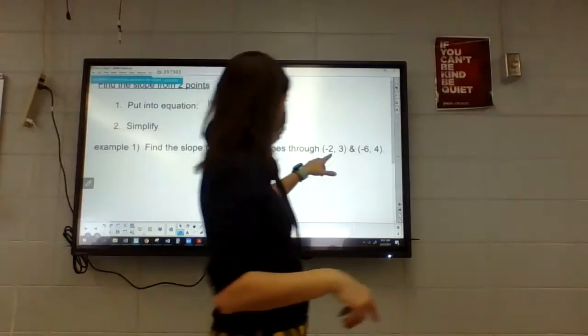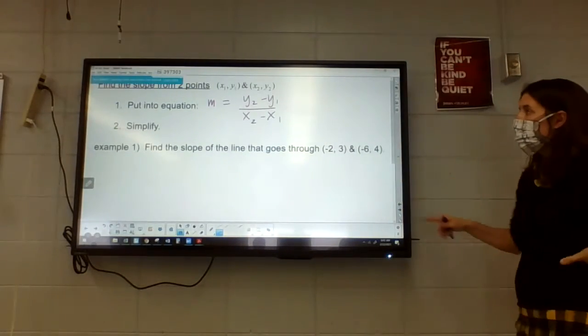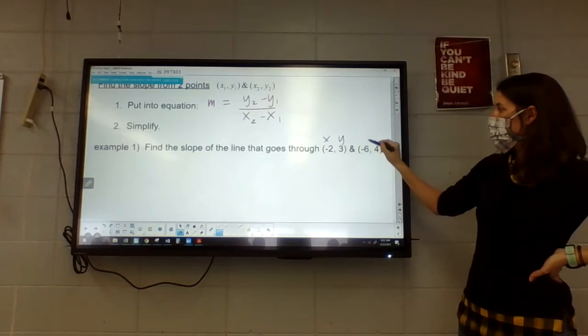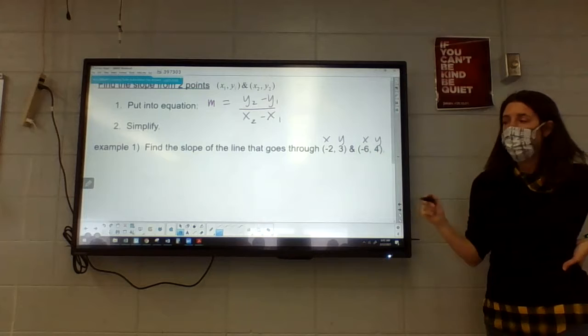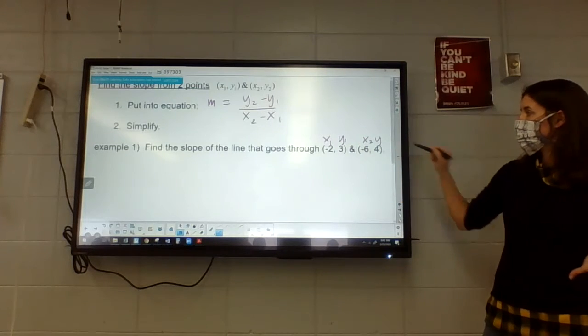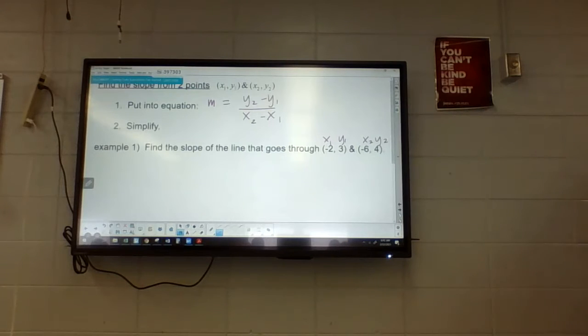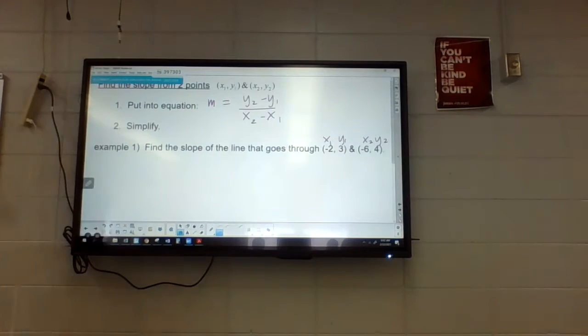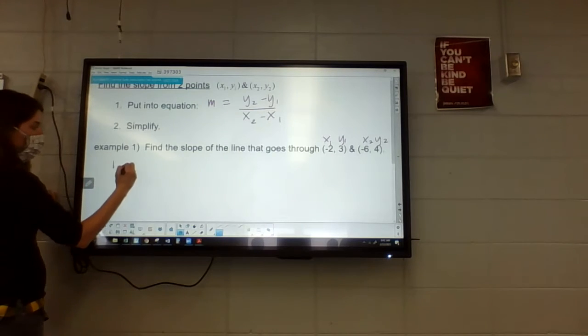So if they ask us for the slope through these points, again, this is x and y. This is x and y, but since there's 2 of them, I'm going to call this one x1, y1, and this one x2, y2. It's just the way I'm labeling it. So at this point now, we're going to put this all into our formula.